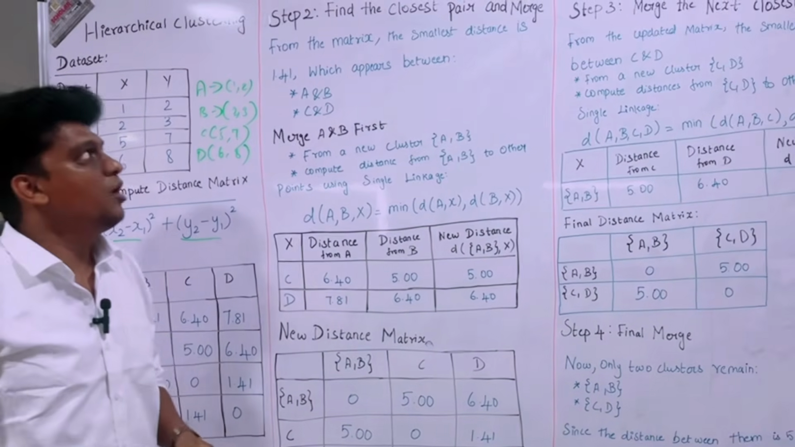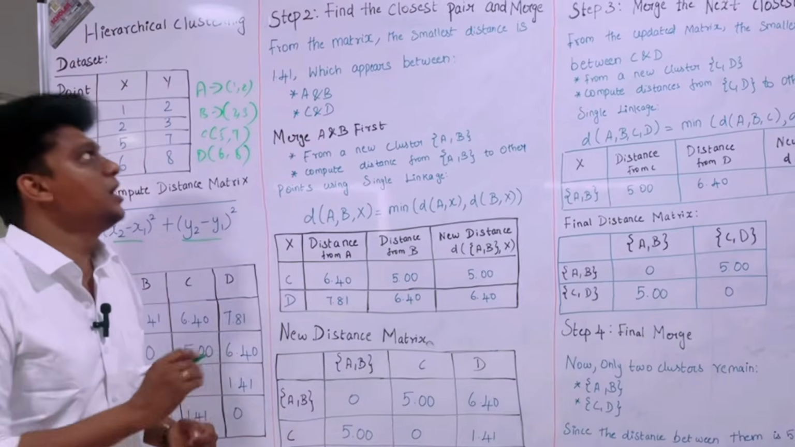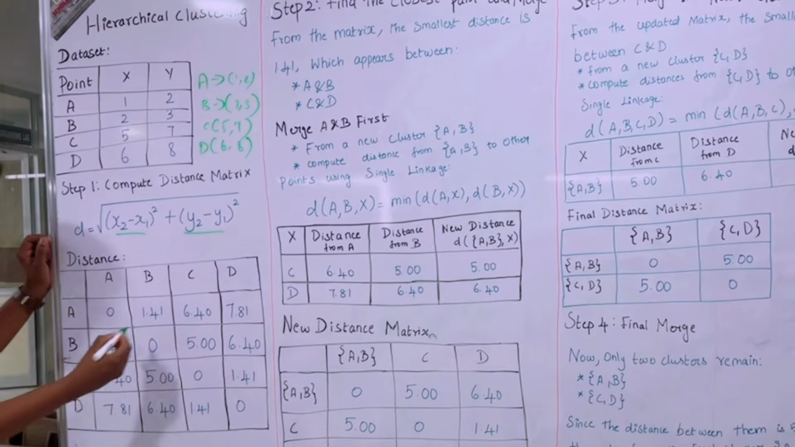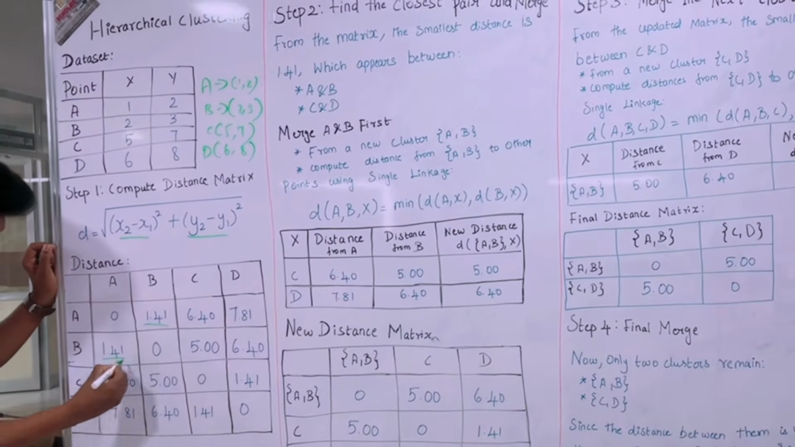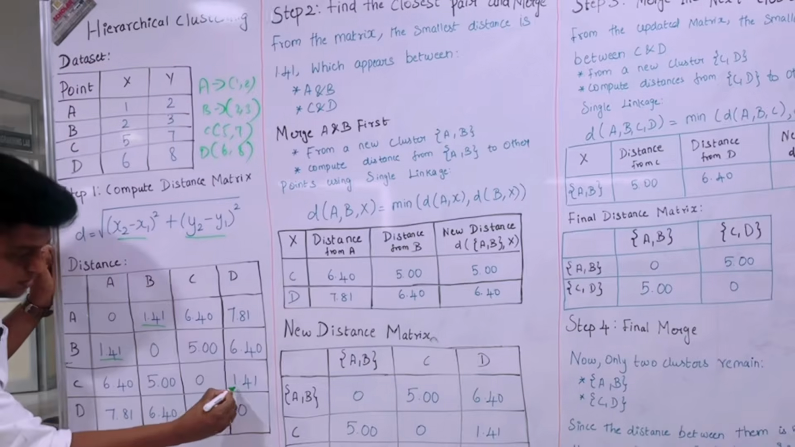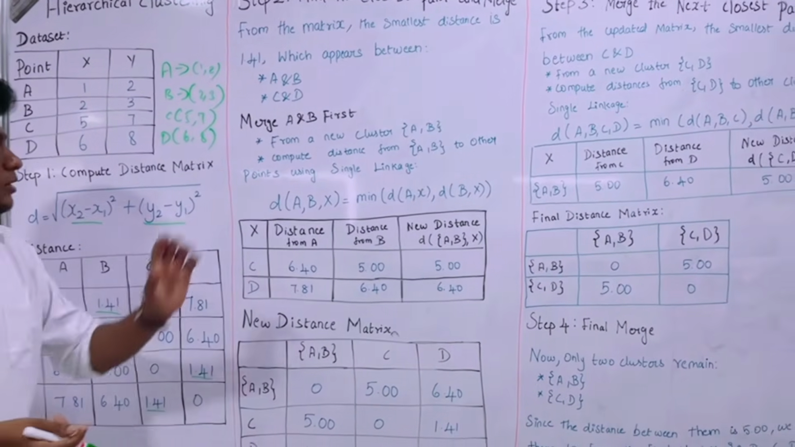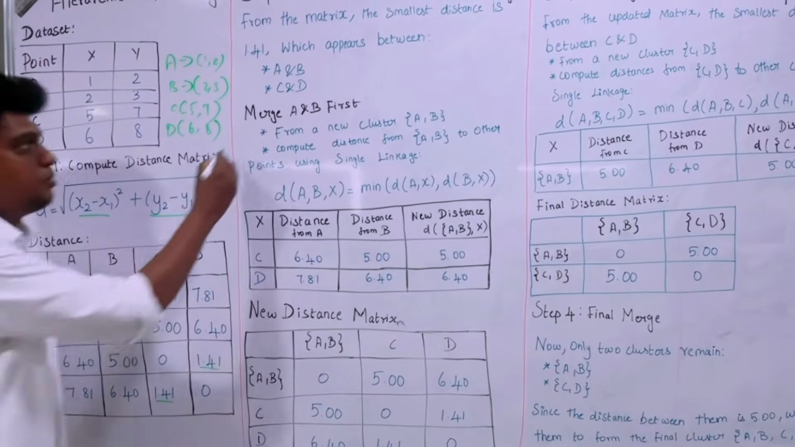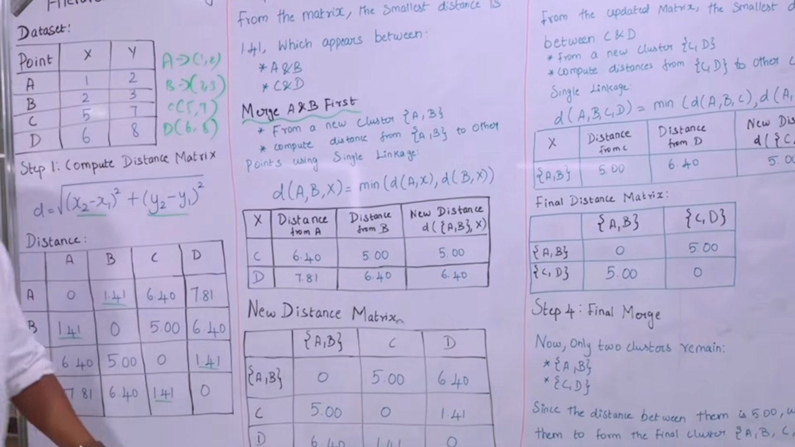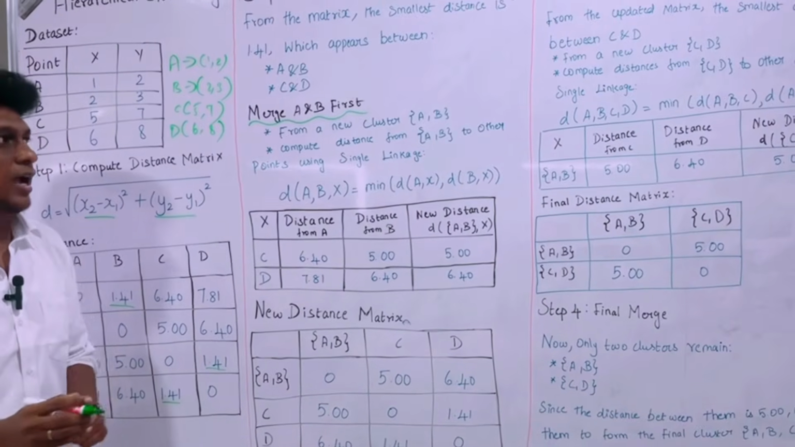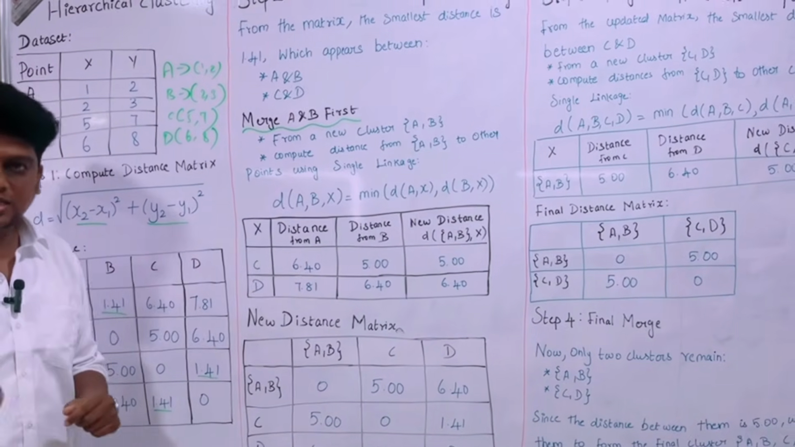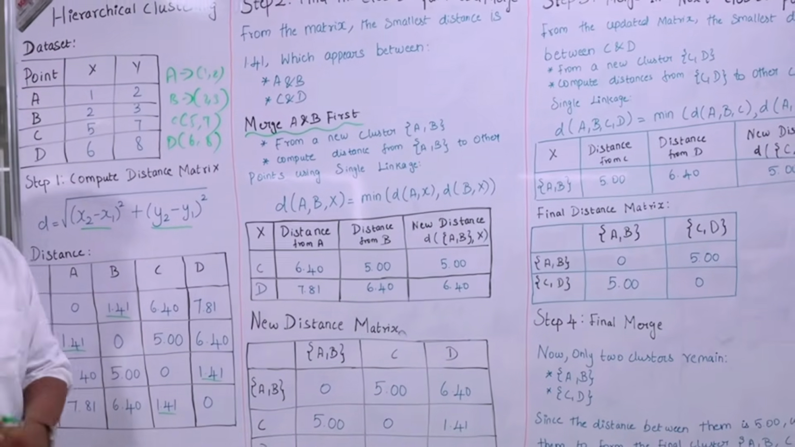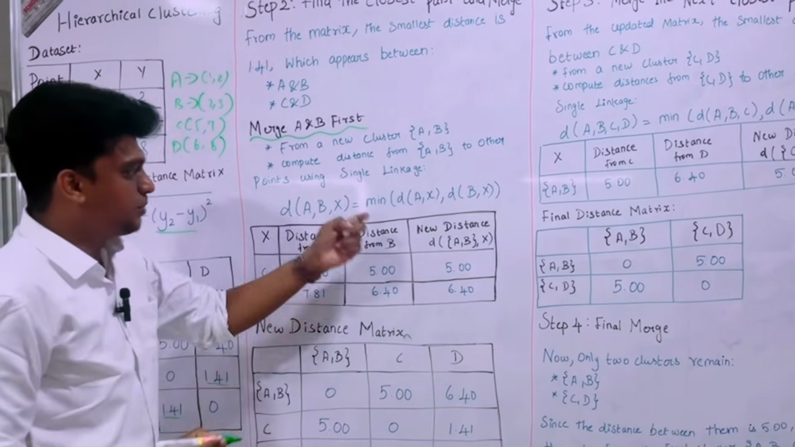Then in step 2, we find the closest pair and merge it. From this matrix, the smallest distance is 1.41. All over the matrix, this is the minimum distance, and it appears between A and B, and between C and D also. So first we merge A and B, forming a new cluster A, B. We have to compute the distance from A, B to the other points using the single linkage method. This is how the single linkage method works.